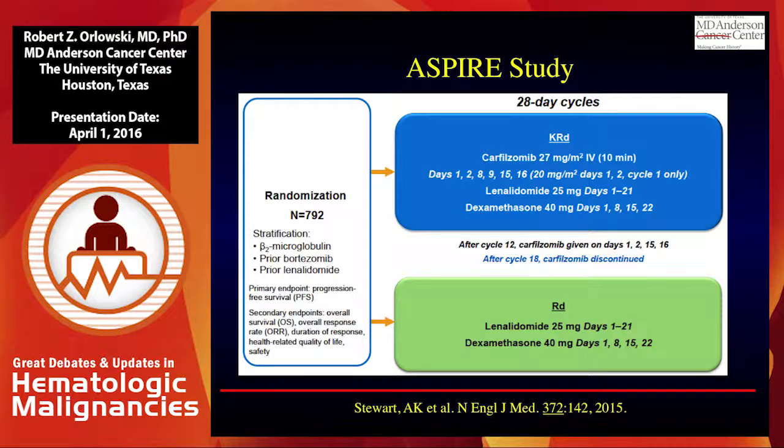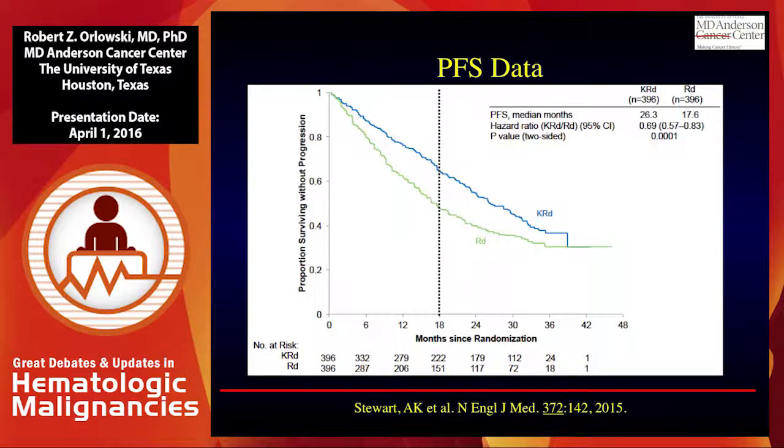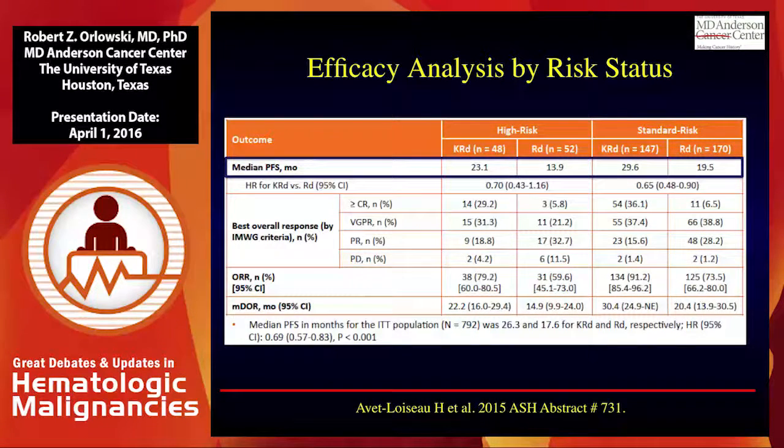And just to show you that even great combos like KRD that you heard quite a bit about still don't completely overcome high-risk disease, here is a deeper dive at the ASPIRE data. You've seen this before, but look at the efficacy analysis by risk status, presented at this past year's ASH. You can see that there is improvement if you get KRD versus RD, whether you have standard risk or high risk. But high risk still doesn't do the same as standard risk. So there's still something there that we need to do better with.